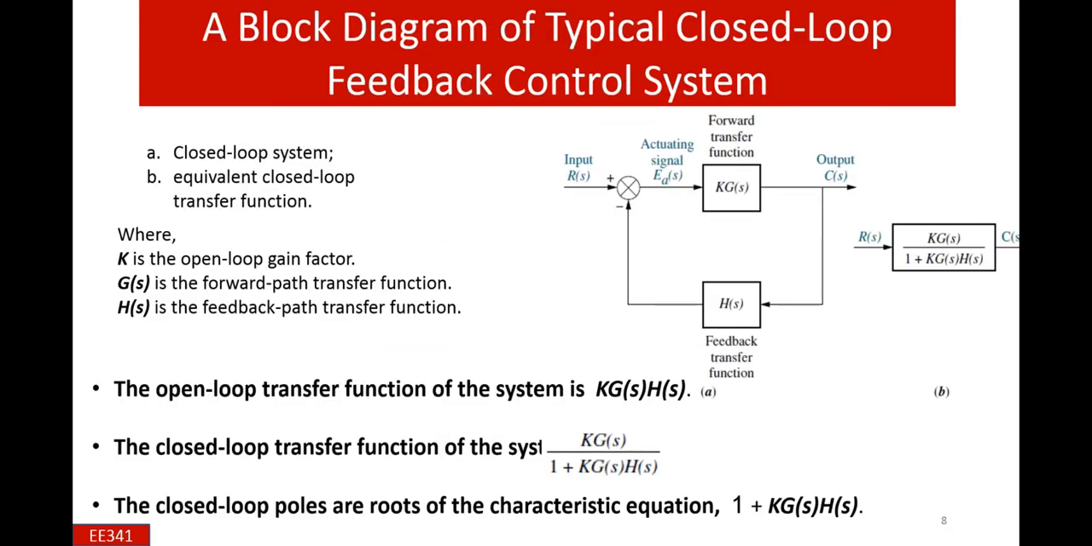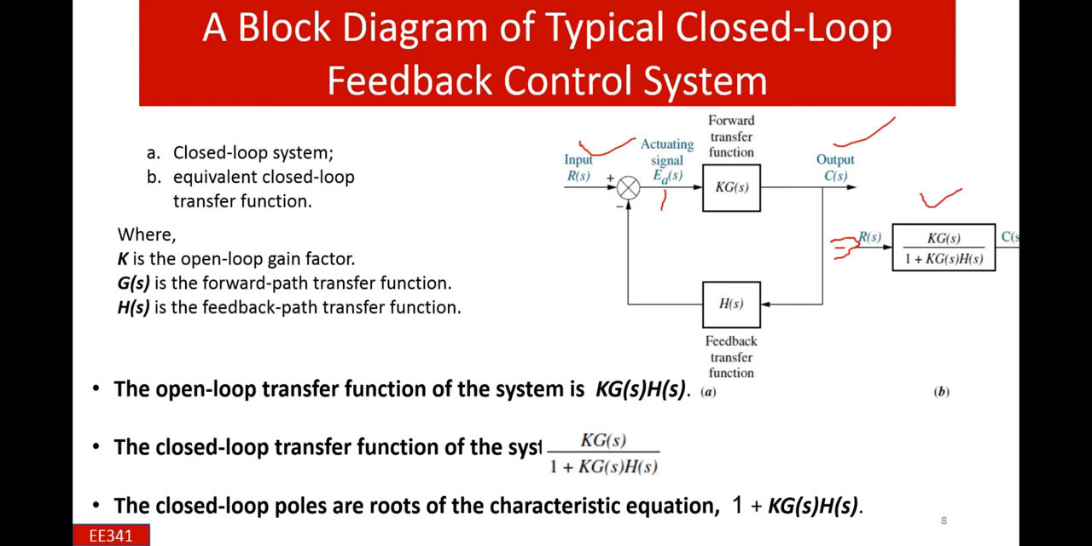So, the complete picture to present the closed loop feedback system. Here we have the forward transfer function KG(s), and there is an actuating signal E_a here, this is the output, this is the reference or input value, and this is the feedback transfer function. The corresponding closed loop transfer function is equal to this one, and this is its representation in the form of a closed loop transfer function.